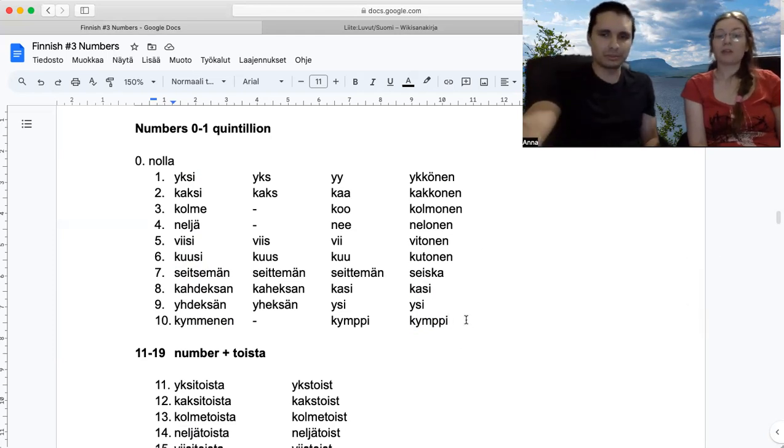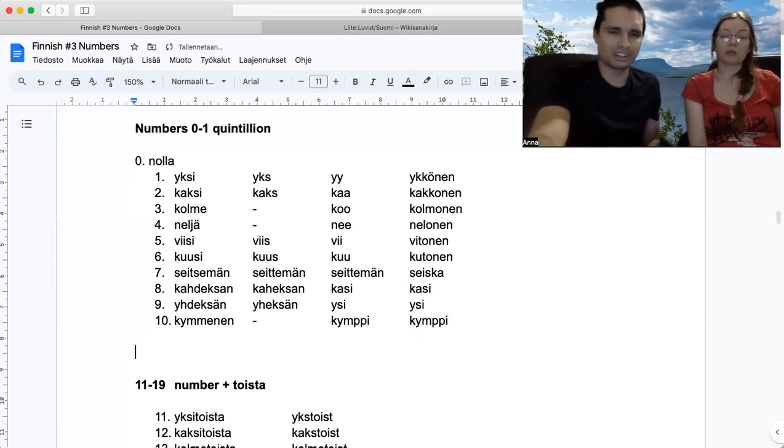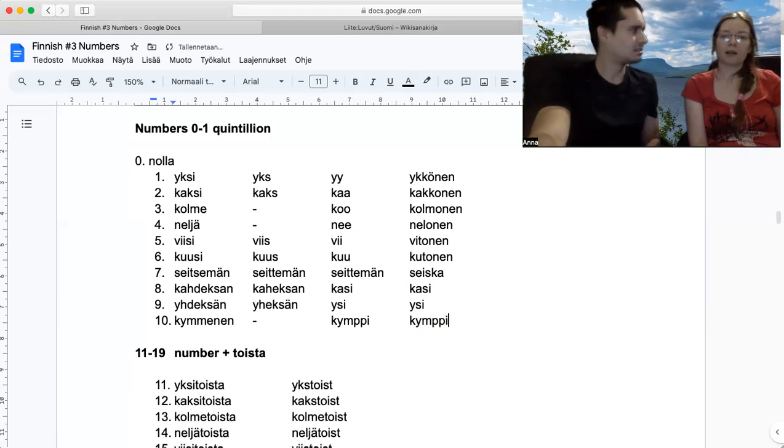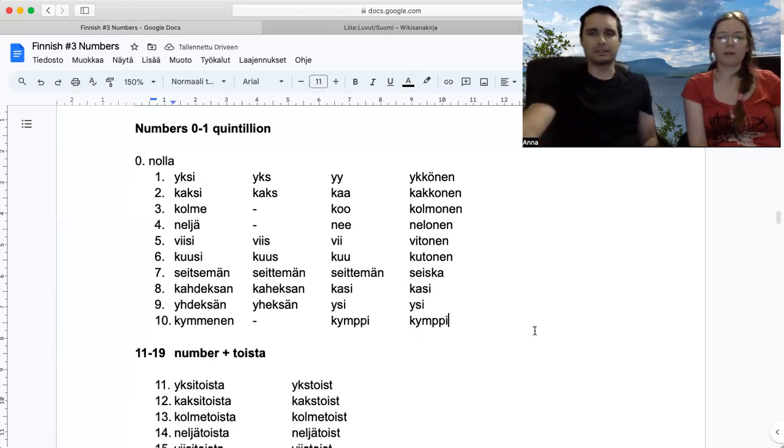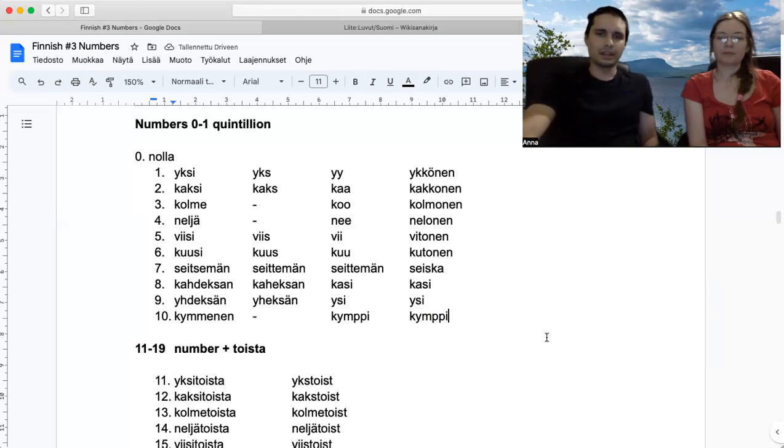Yeah, they behave as nouns. Should I write here, or maybe skip for now? Let's skip. Yeah. Anyways, these are important to know.